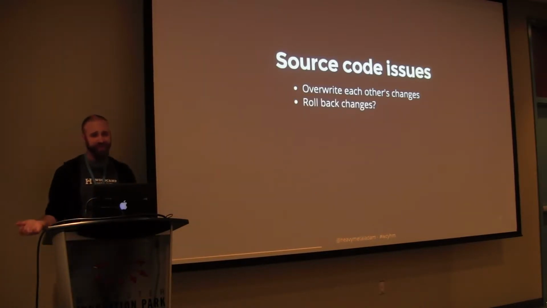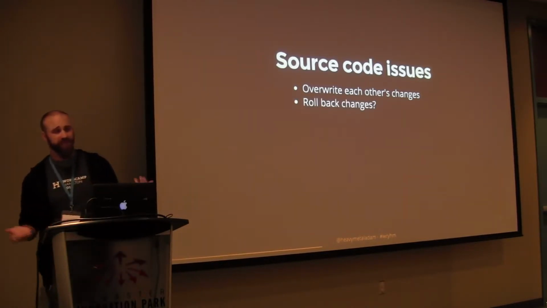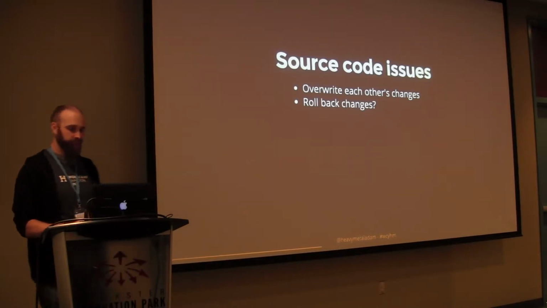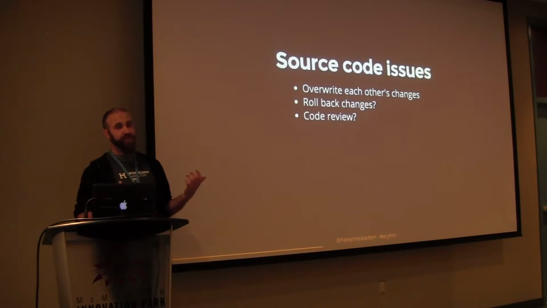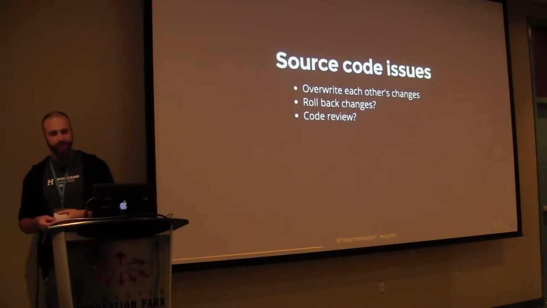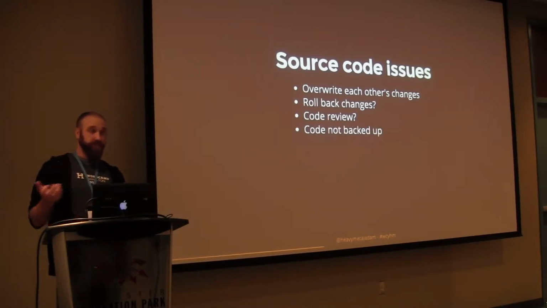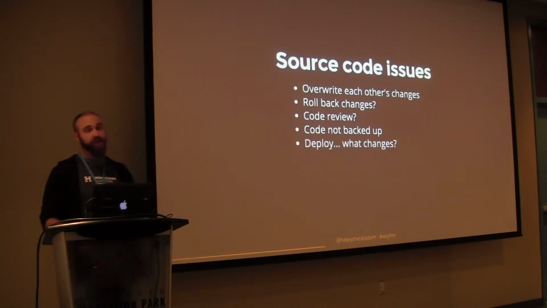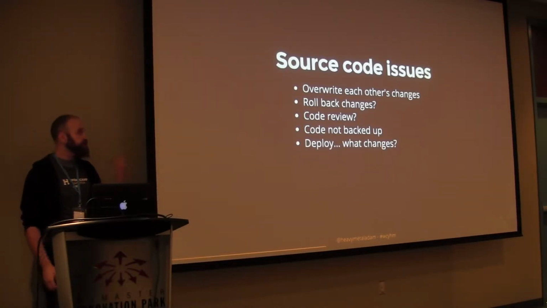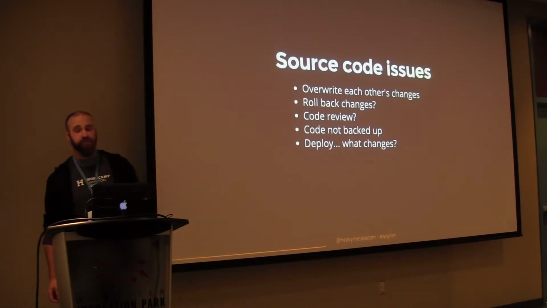One of our changes is going to be lost. There's no real easy way to roll back changes by default. Sure, I have an undo button, but you can only go back so far. You're working with multiple people. There's no real easy way to do code review. Does your code get backed up? Let's say we make some changes and are going to deploy. How do I quickly know what changes I need to deploy?